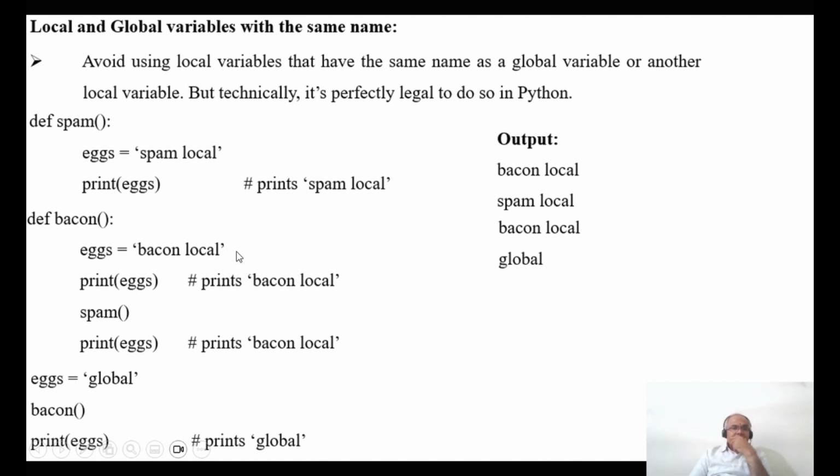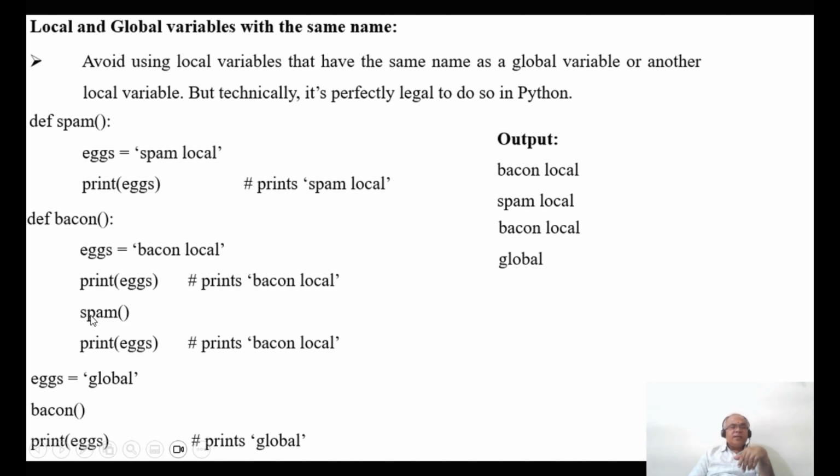x is equal to bacon local, print x. The first print you are going to get is bacon local. So that is what we have got, bacon local here. Then it comes to the spam function. So you are calling the function inside the function. You are calling the spam function inside the bacon function.